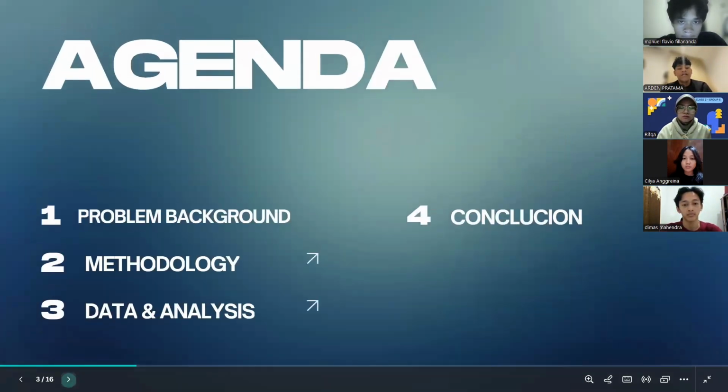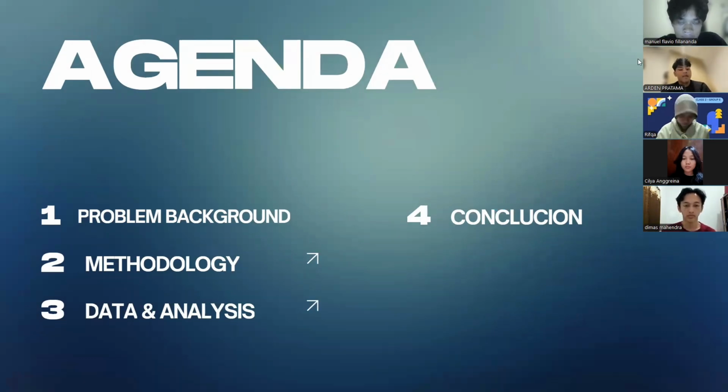And here are our four main bullets that we will discuss further. The first one is problem background. The second one is methodology. The third one is data and analysis. And the last one is conclusion.